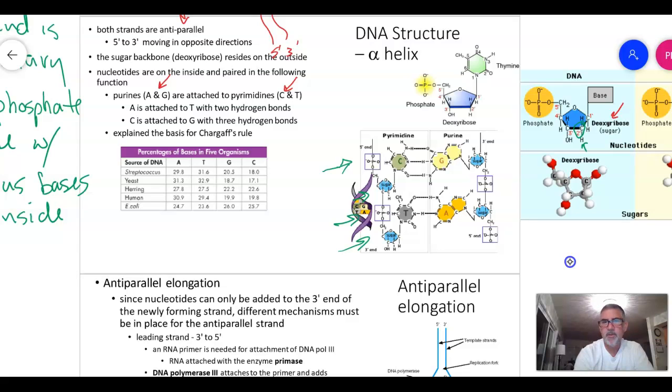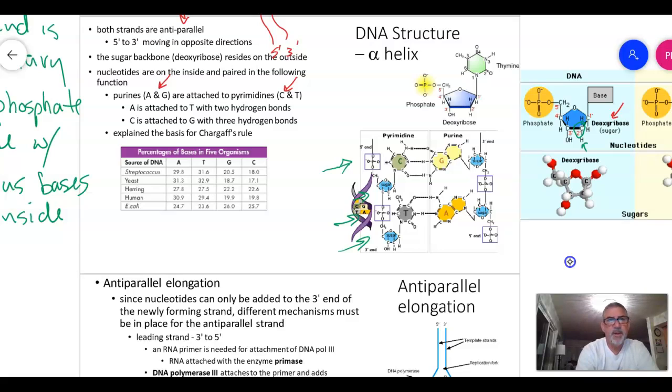This one goes 3 to 5 here, and it's anti-parallel there. My nitrogenous bases are my A, T, C, and G, and they're on the inside. You can see that C is paired to G, and T is paired to A. C and G have 3 hydrogen bonds that join them, and T and A have 2 hydrogen bonds. Think about it: C and G both bind with 3, and T is the first letter of 2. So if it binds to T, it has 2 bonds. If it binds to C or G, it has 3 bonds.